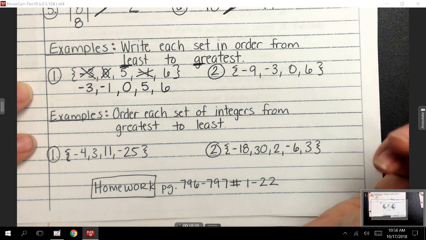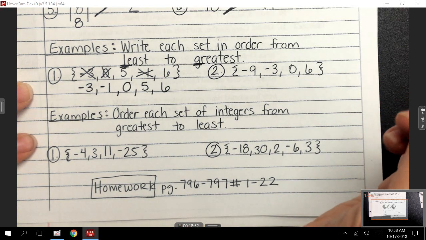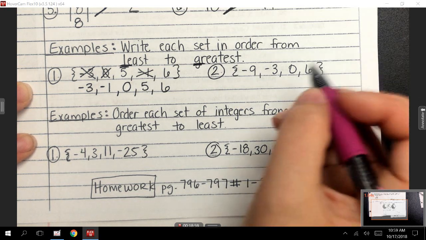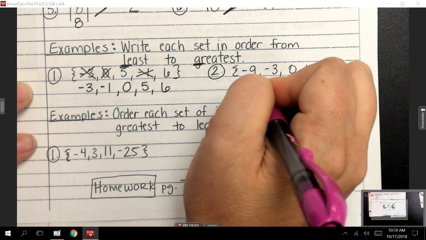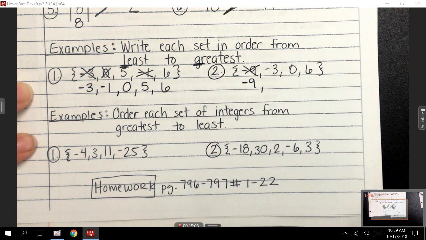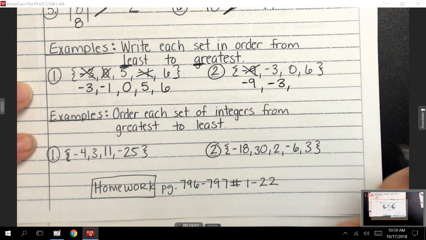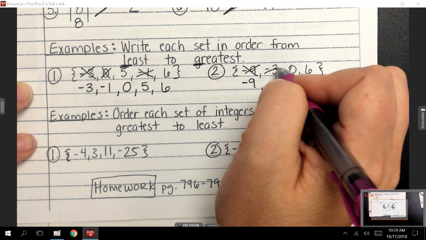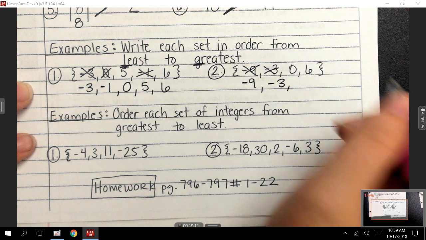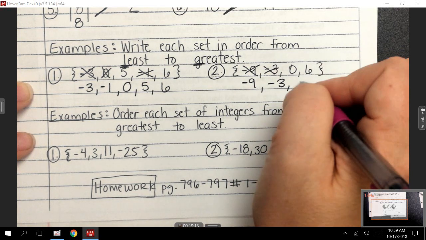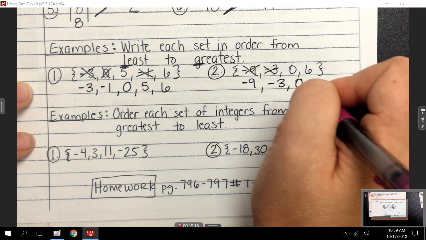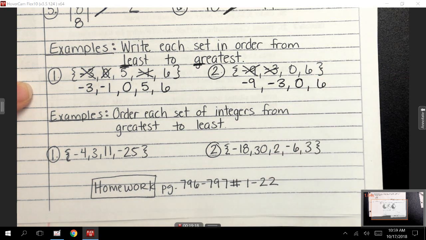Number 2. What is my first number need to be? What is my least number? What is the number furthest to the left on the number line? Alana? Negative 9. All right. After negative 9, Tony? Negative 3. Just to see if it threw you off. Okay, after negative 3, Olivia? 0, and then we have our positive 6. And they were in order. All right.